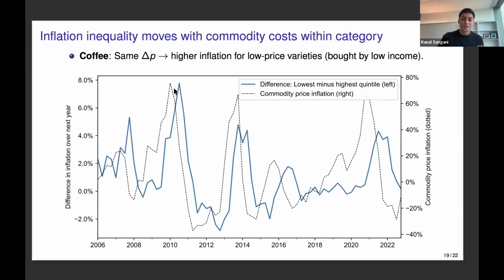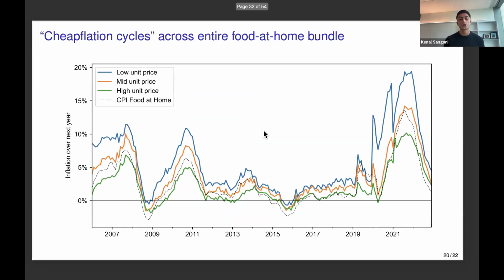You can see that pretty remarkably, I think, here when you look at coffee prices. The dotted line here is the movements in the coffee commodity price, and the blue line here is the difference in inflation for coffee faced by the lowest income quintile versus the highest income quintile. You can see exactly this pattern take place. This is actually true if you look across the entire food-at-home bundle, not just at specific categories like coffee. And so, here was this dramatic cheapflation that we saw during the post-pandemic period, where lower-priced varieties within categories saw much higher inflation than higher-priced varieties.